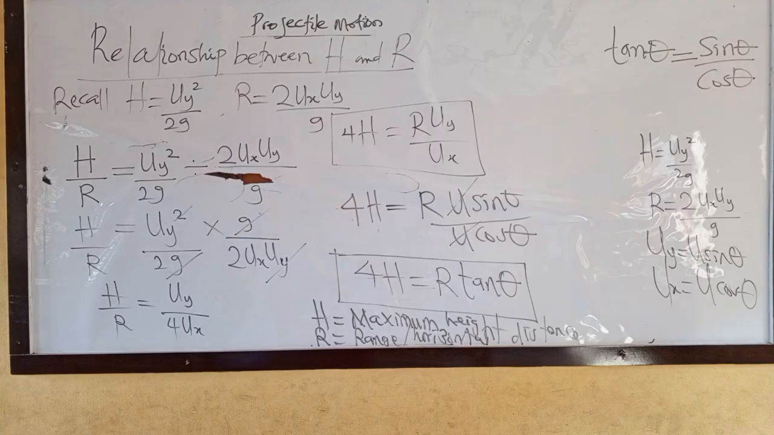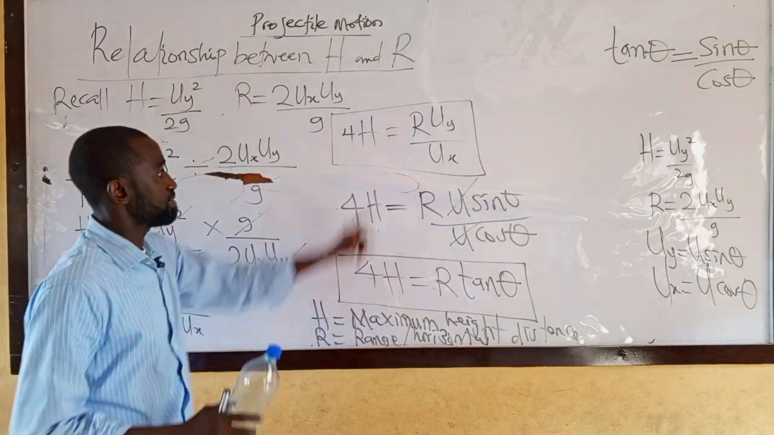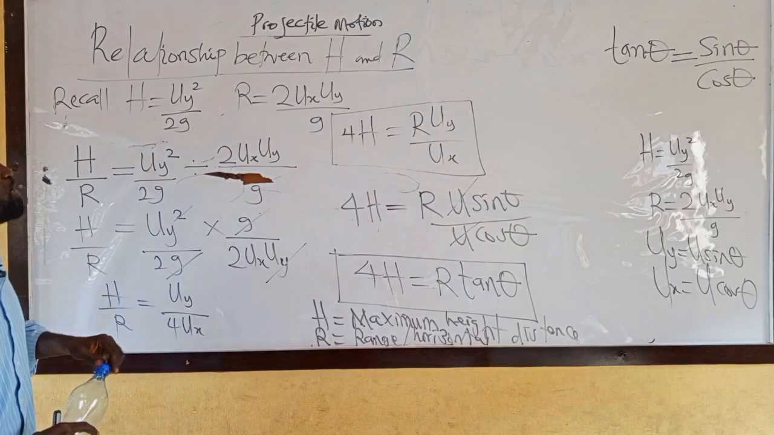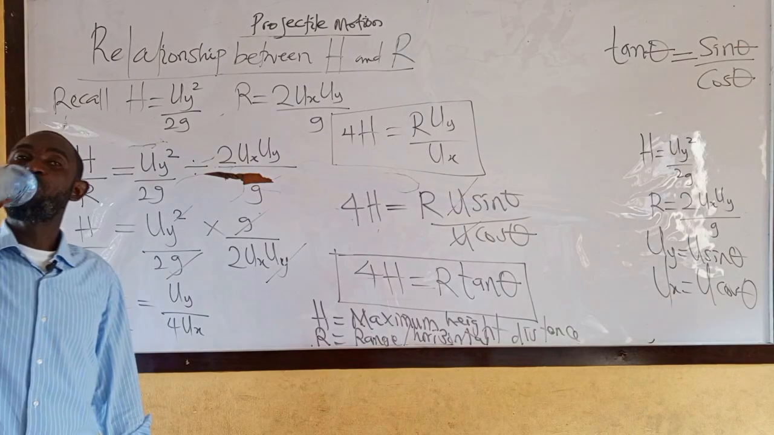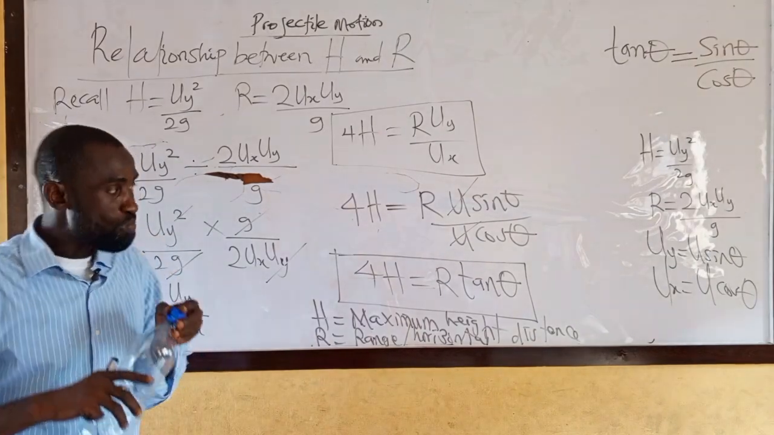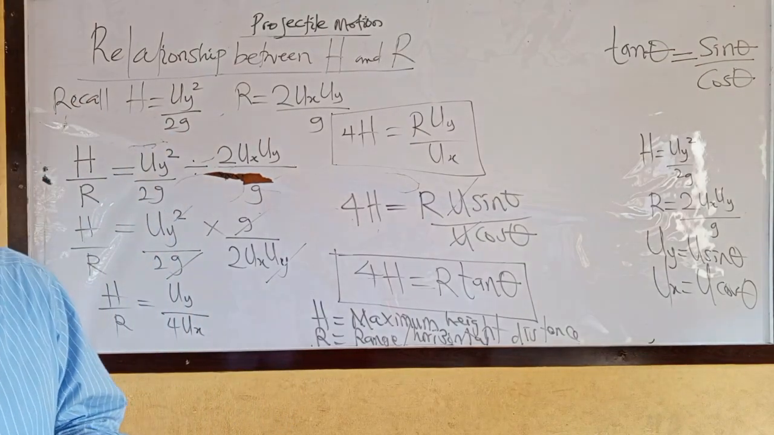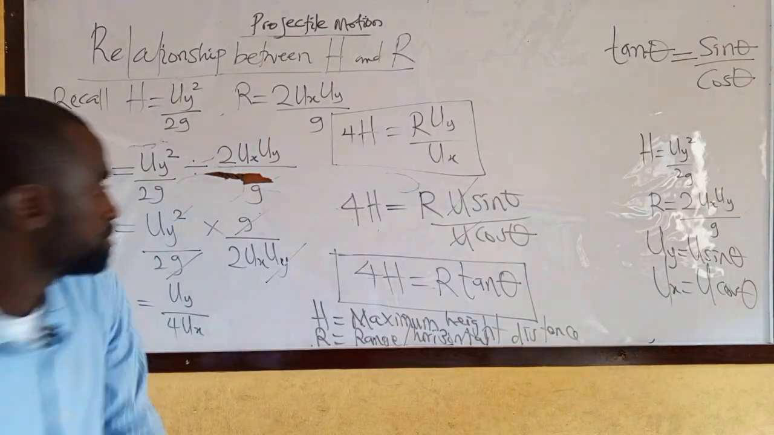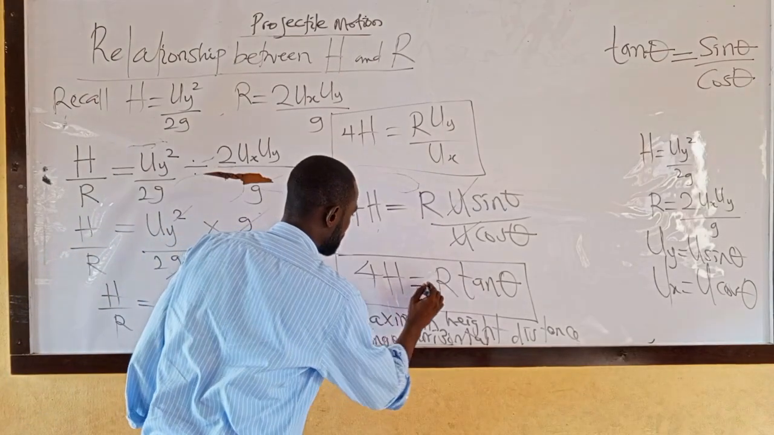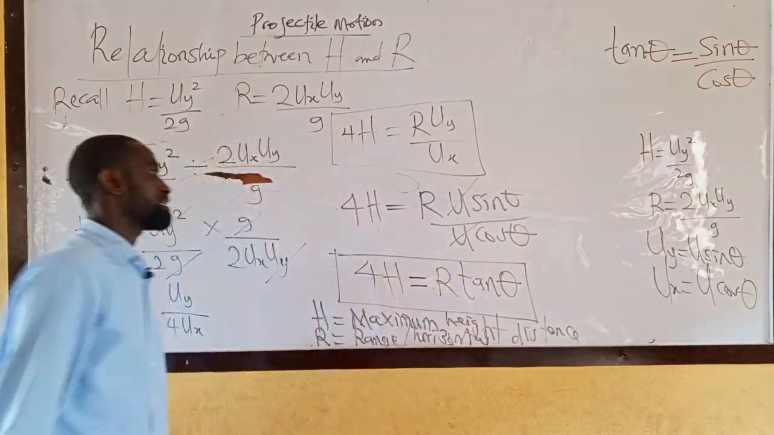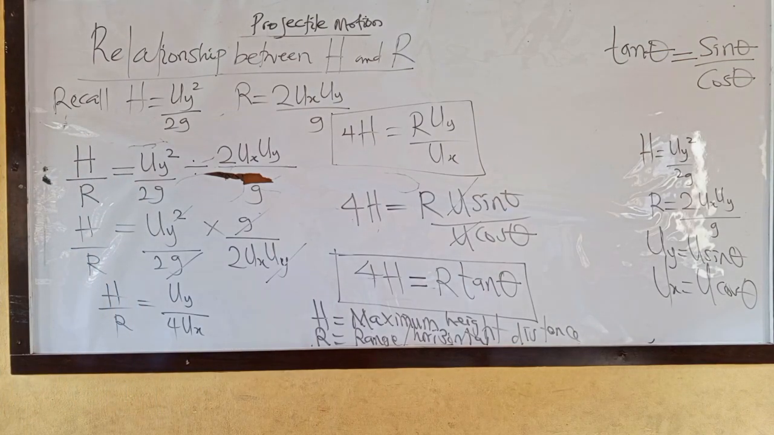So this formula is very important. This is just the relationship between maximum height and range. That's the special formula. It connects maximum height and range together. Then 4h equals to R. So what's the next one?